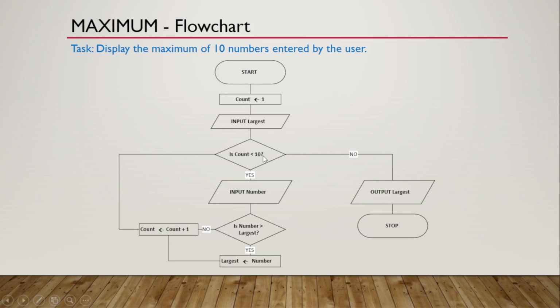Hence, the no path of this outermost decision is taken to display the largest value gotten. And finally, the program terminates.